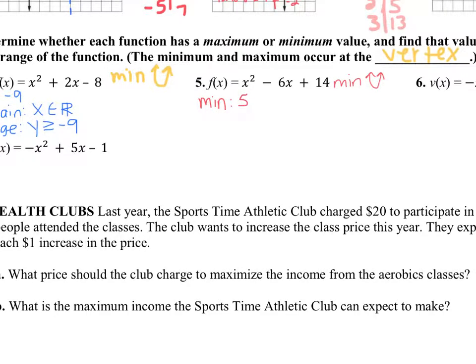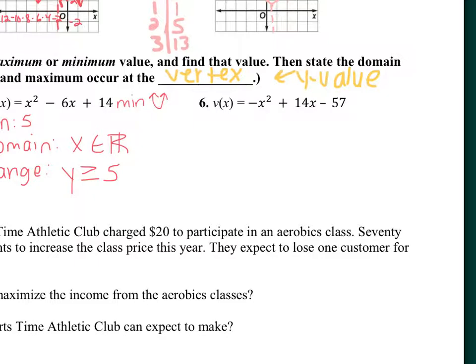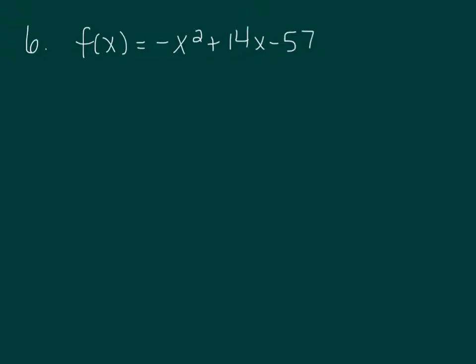So we said the minimum was 5, and again, our domain is always all real numbers, and our range, since that's a minimum, y is greater than or equal to 5. Number 6, we have a negative a value this time, so that means it's a maximum because that negative a value makes it open down. So again, finding vertex, x equals negative b over 2a, b is equal to 14, a is equal to negative 1.